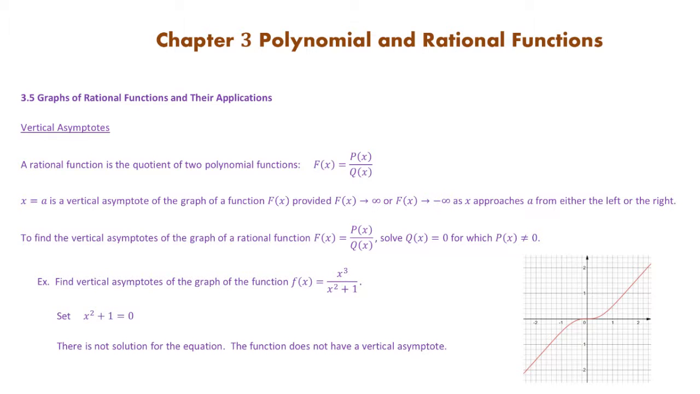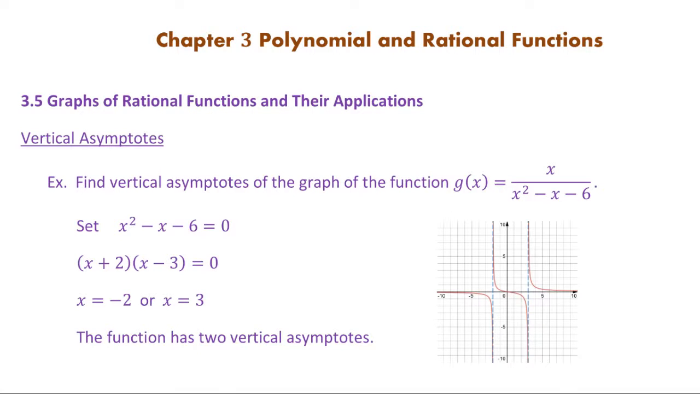Actually, if you try to draw the graph, you get something like this. It goes up on the left and goes down on the right without bound. So we don't see any vertical asymptotes. All right, any questions? Let's do another example.